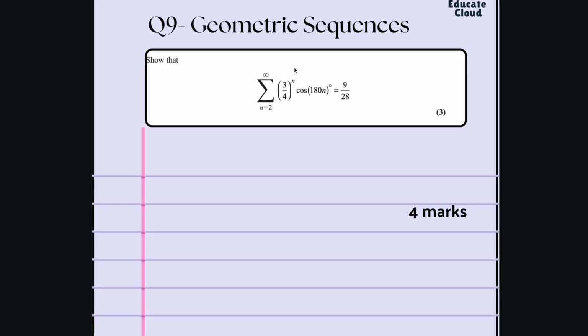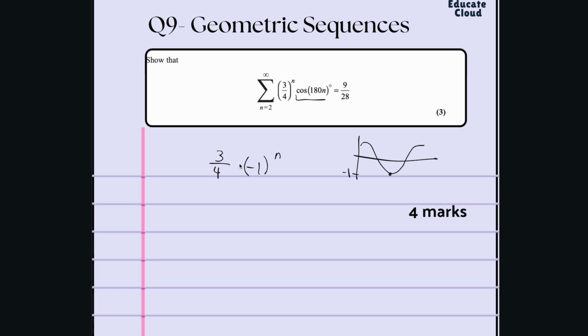Now this one is another quite difficult one. So it says show that the sum of 3 over 4 to the power of n times cos 180n is 9 over 28, between 2 and infinity. So for this, the first thing we need to do is realize that this is cos 180, and from the graph, cos 180 is minus 1. And so we're going to replace this by minus 1 to the power of n.